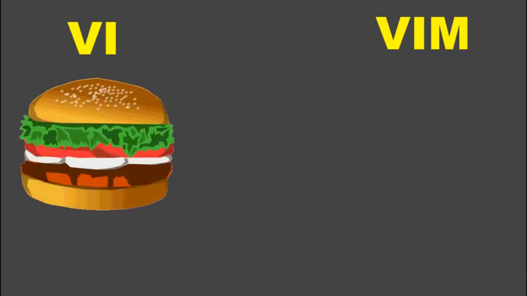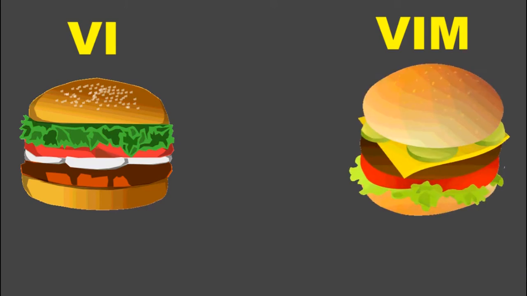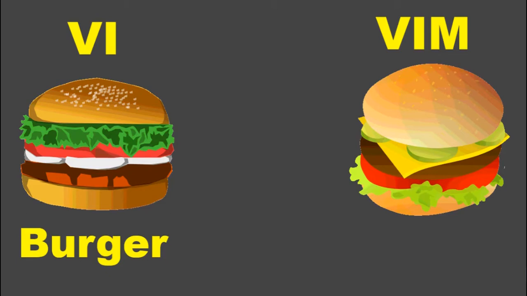Saying VI or saying VIM is similar to saying burger or cheeseburger. If somebody says that they want a burger, you don't really know for sure if they want cheese or not. I personally do not like cheese on my burgers, but most of the people I know, when they say that they're going to get a burger, they do intend on putting some kind of cheese on it.